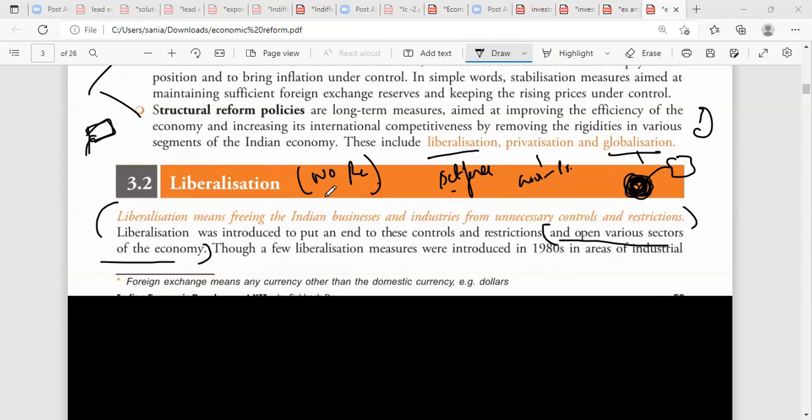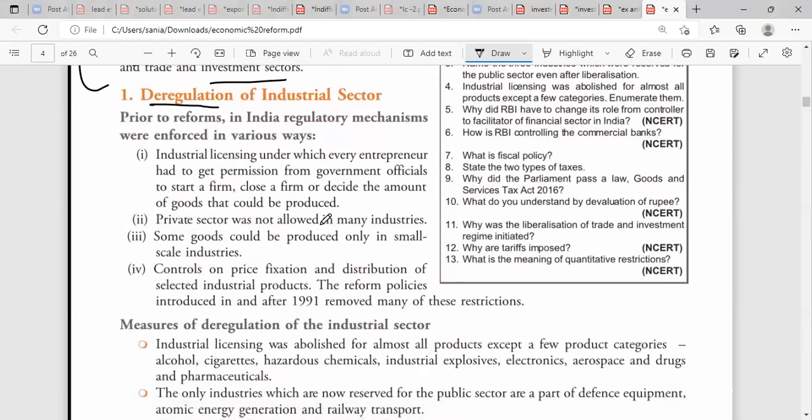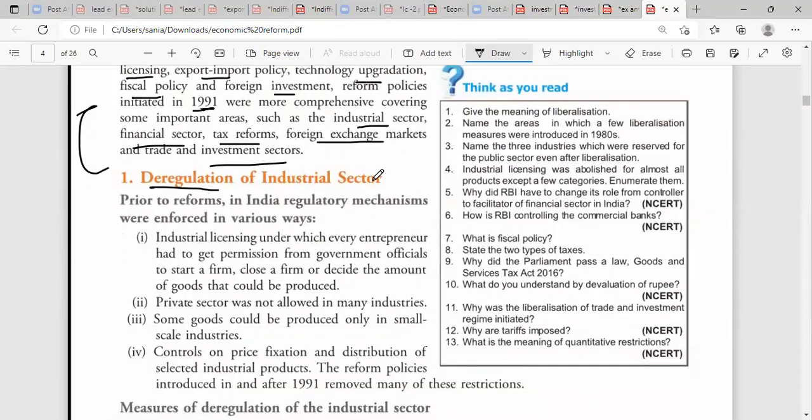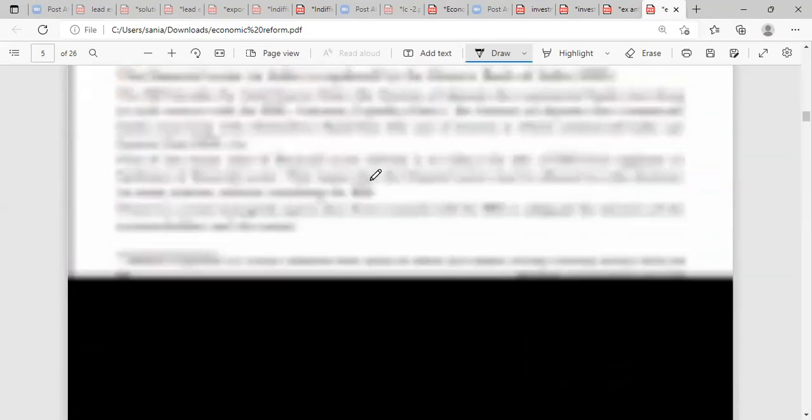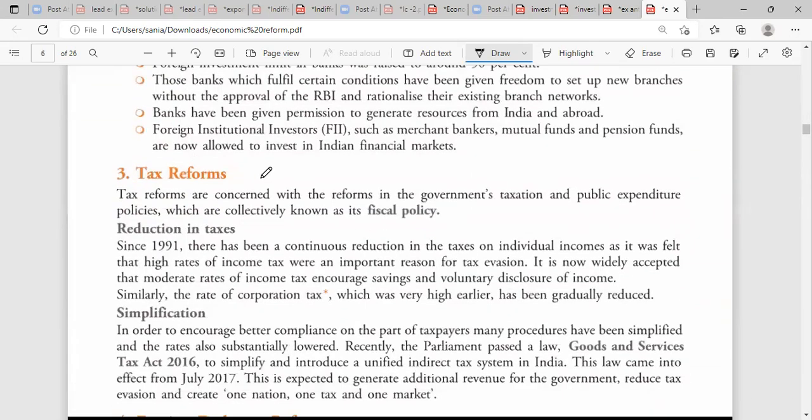Done. Now basically liberalization happened in different sectors. So first what happened under liberalization? First is deregulation of industrial sector. Prior to reform in India, regulatory mechanisms were enforced in various ways. Remember one thing, first we are going to focus on this industrial sector. After that, we will focus on financial sector. After that, we will focus on tax reform, all that.